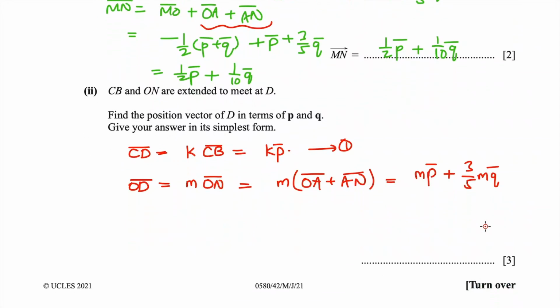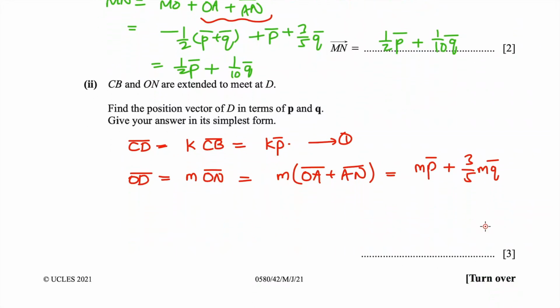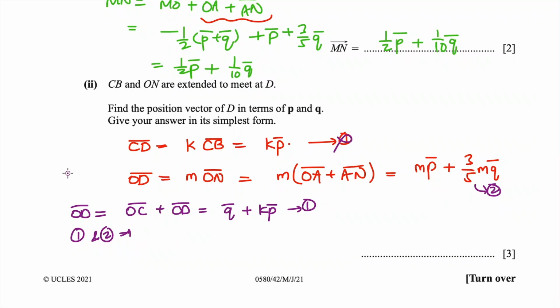Now I will write this OD bar in terms of CD bar. One more term for OD bar is equal to OC bar plus CD bar. So OC bar is nothing but Q bar, and CD bar is nothing but KP bar. So the first one is equation number 2. So both show the same OD bar, and so I can write M into P bar plus 3 by 5 into M into Q bar is equal to Q bar plus KP bar.